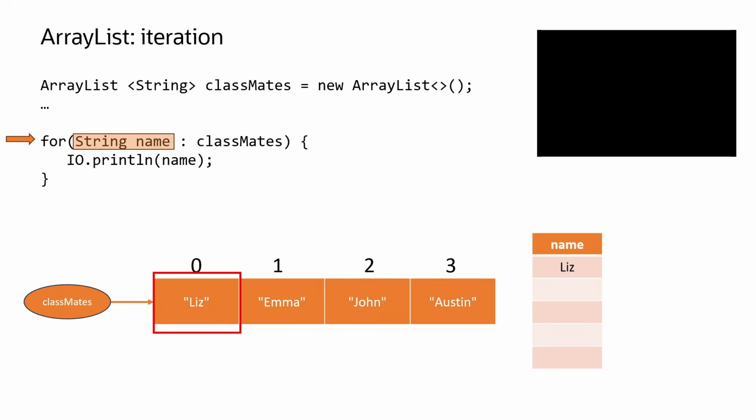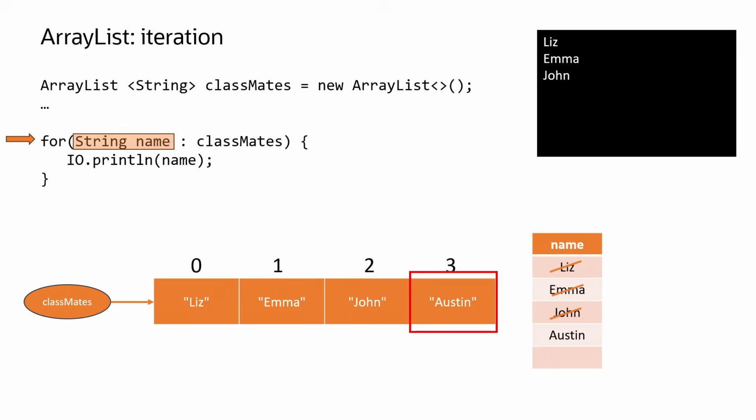So string name will start off being Liz, and then we'll print Liz to the screen. And string name will then become Emma, and Emma will be printed to the screen. Then John, and John will be printed. Then Austin, and Austin will be printed.